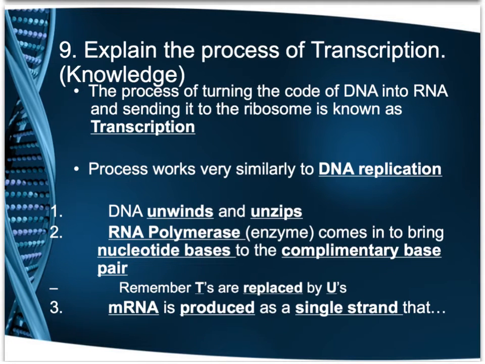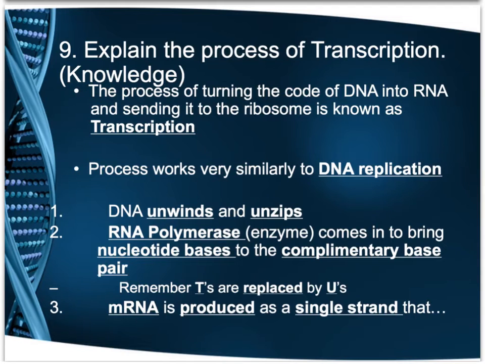Transcription. Explain the process of transcription. Number 9 is a little bit more of a lengthy objective. So the process of turning the code of DNA into RNA and sending it to the ribosome. By the way, the ribosome is not inside the nucleus. And so you will see the DNA change into RNA, but then that RNA piece has to leave the nucleus and go to a ribosome that's located just outside in the cell somewhere, what we call the cytoplasm. And this is known as transcription.